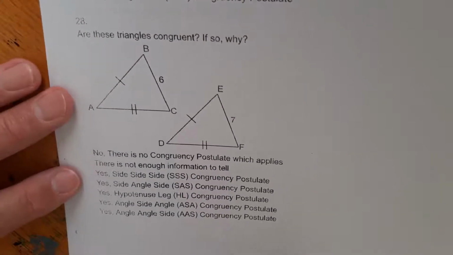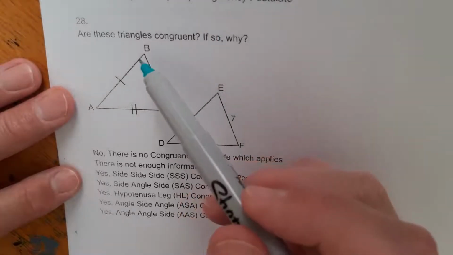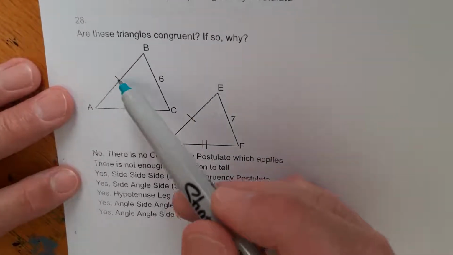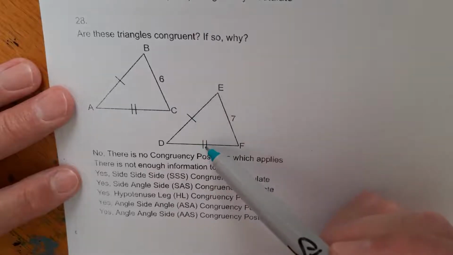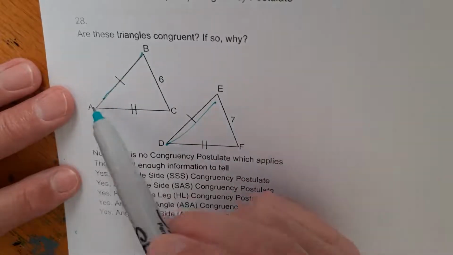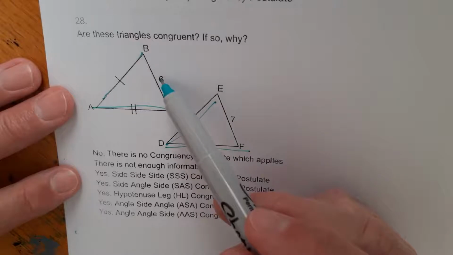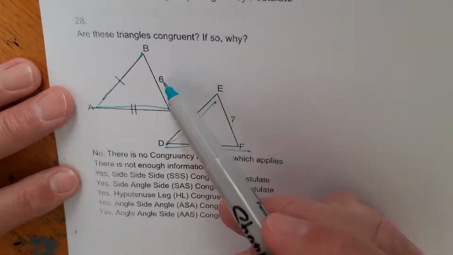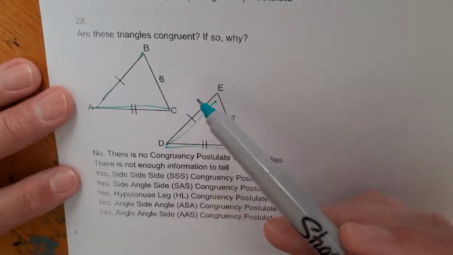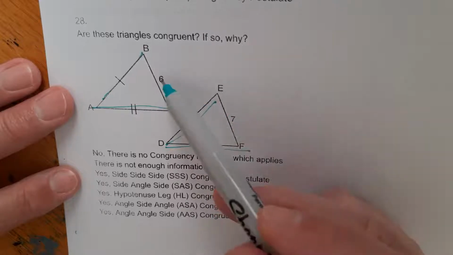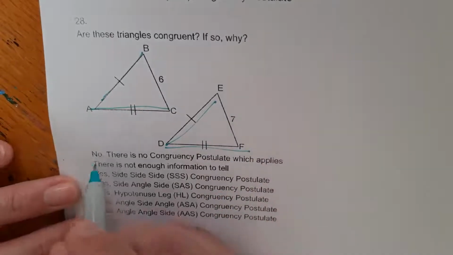Are these congruent? Well, let's see what I got. I got a 1 and a 2 and a 1 and a 2 tick marks. So this one's equal to this one. They're corresponding. This one's equal to this one. They're corresponding. But look, this one here is different. I need a side, side, side. So I don't have a congruency postulate that matches up. I cannot say these are congruent.